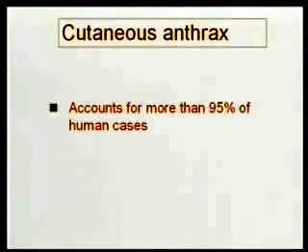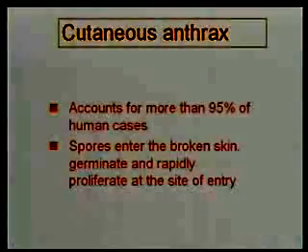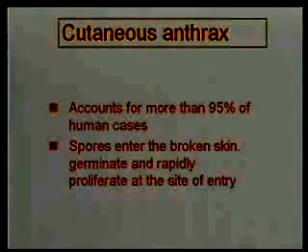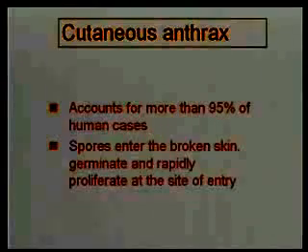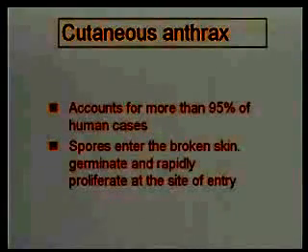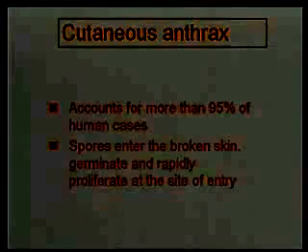Accounts for more than the cutaneous form accounts for more than 95%. You saw that thousands of cases, and only a few of them, 18 or 22 or so, were inhalation in all those years. So the cutaneous form: the spores enter the broken skin. They germinate rapidly and proliferate at the site of entry. If they are phagocytized, now they will get encapsulated, and when they are phagocytized, they are not going to be killed very easily.